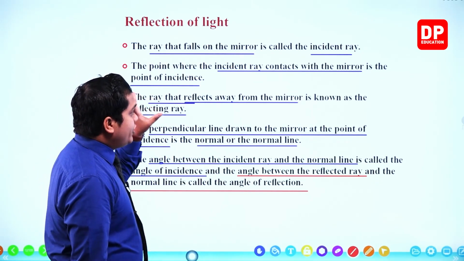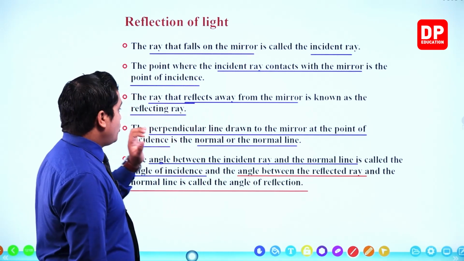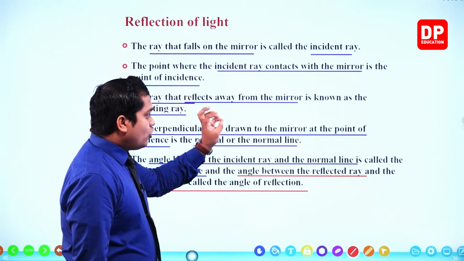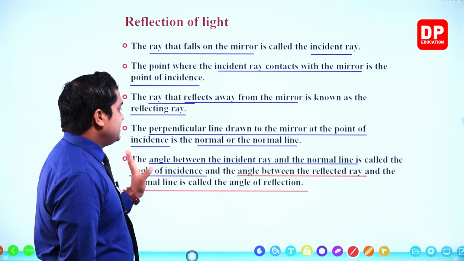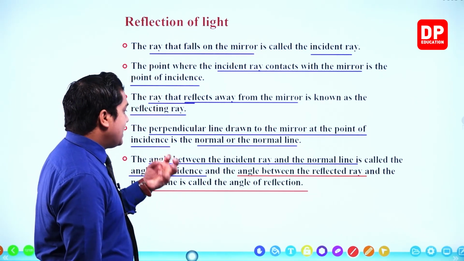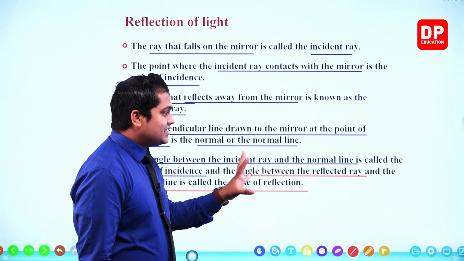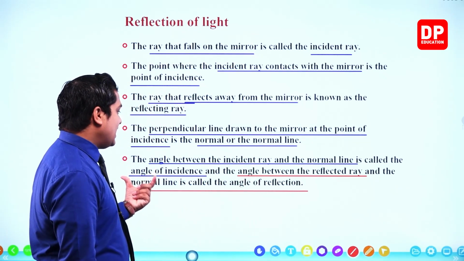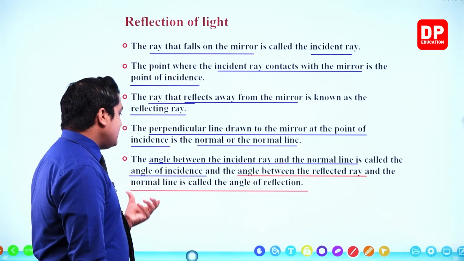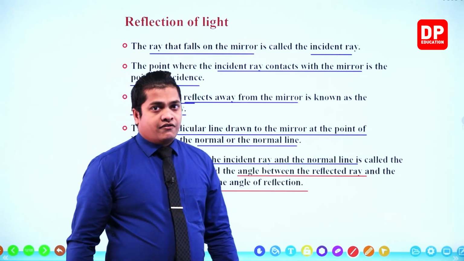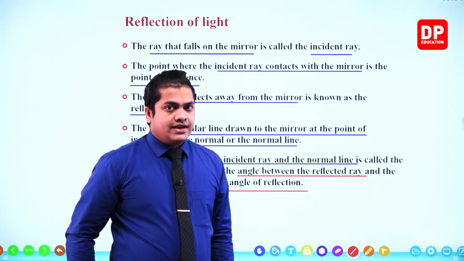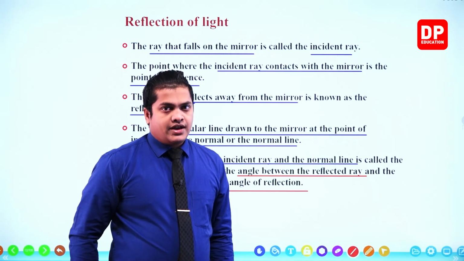Then the ray which is going to reflect away from the mirror is known as the reflecting ray. Then the perpendicular line drawn to the mirror at the point of incidence is the normal or the normal line. Then the angle between the incident ray and the normal is called the incident angle or the angle of incidence. The angle between the reflected ray and the normal line is called the angle of reflection or the reflected angle. So these are the things that we have identified mainly within a ray diagram.